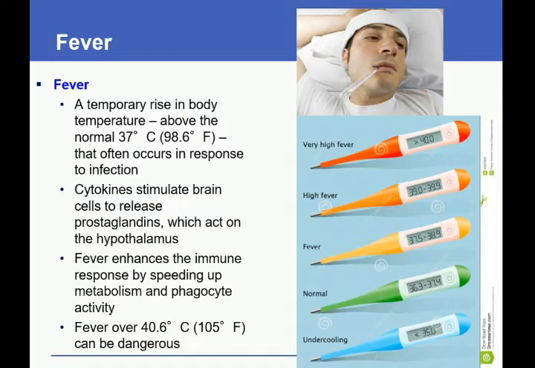Fever is a temporary rise in body temperature above the normal 37 degrees Celsius that often occurs in response to infection. Cytokines will stimulate the brain cells to release prostaglandins, which act on the hypothalamus. The fever enhances the immune response by speeding up metabolism and phagocyte activity. But a fever over 40.6 Celsius can be dangerous.